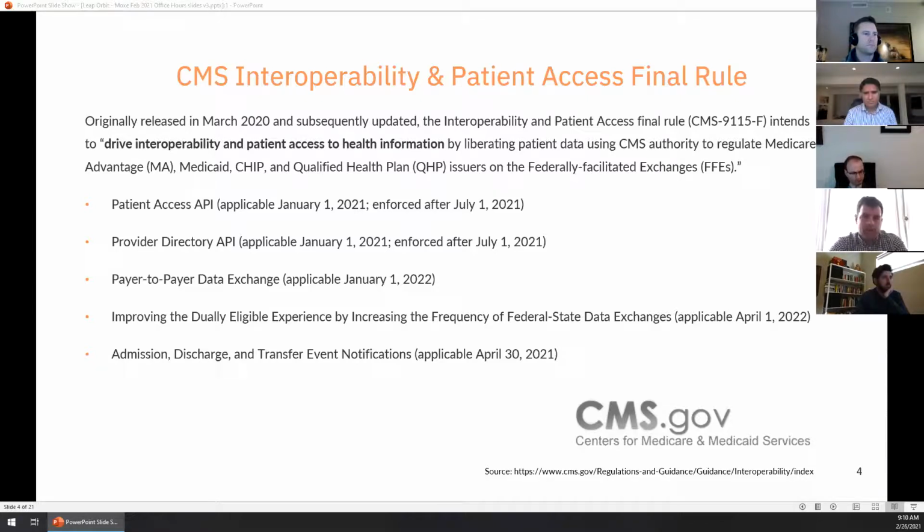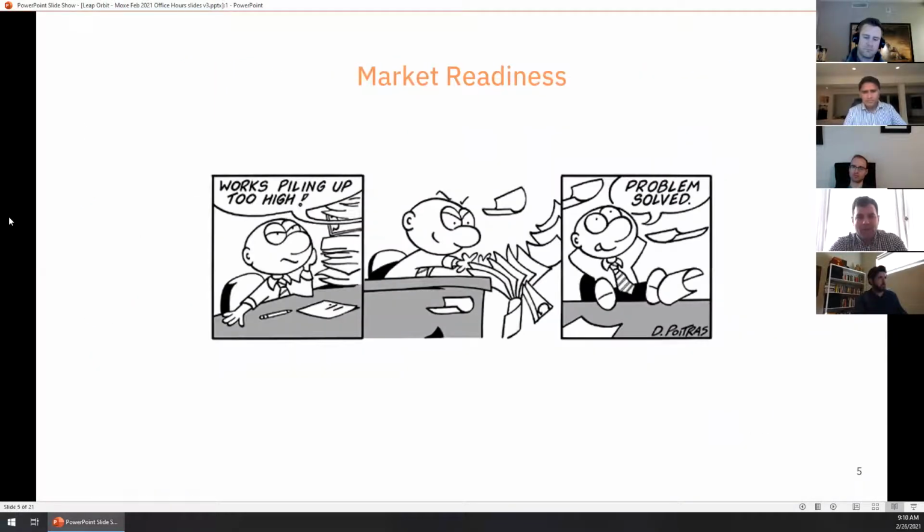And then payer-to-payer data exchange, meaning when a member leaves one plan and goes to another, the ability for that member to request that their records be moved from the old plan to the new one. And then requirements around improving the experience of duals, and an ADT event notification requirement that goes into effect May 1st. So this is obviously a lot, and it's a lot at a time when health plans in the healthcare industry are already dealing with an almost unprecedented amount.